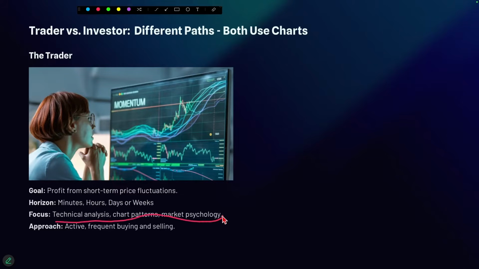They're focusing on technical analysis and chart patterns. They're frequent buyers and sellers. So this is somebody that's looking for a good reward to risk ratio. We're going to talk about that coming up in a minute here too, as to exactly what that means. So that's what the trader is doing.